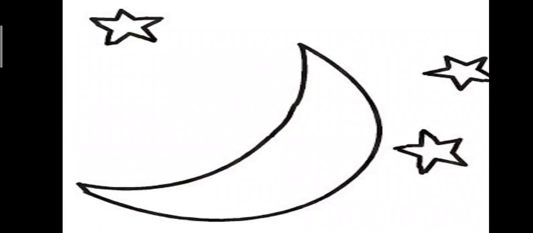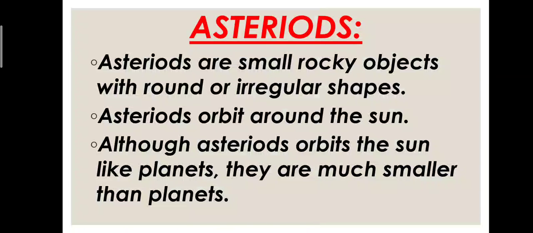Now, let me show you a diagram of the moon. This is a simple diagram of the moon. You can also draw this diagram in your science copies and color it. Now, moving on towards the second topic, which is celestial bodies. What do you mean by celestial bodies? These bodies are present in space outside the earth. The first body is asteroids. What are asteroids?